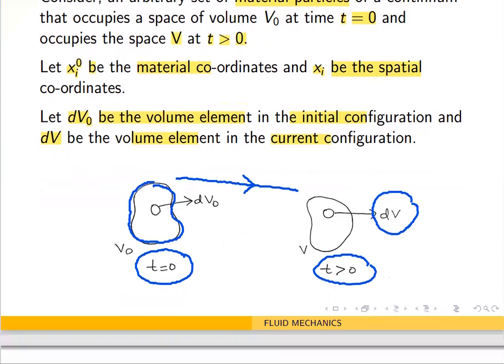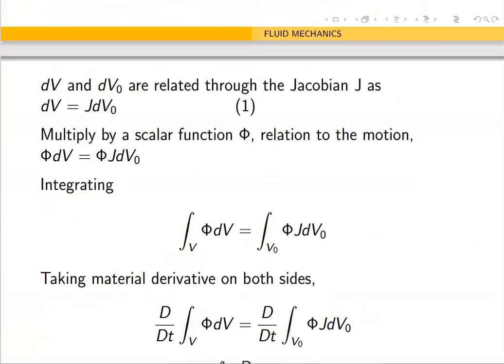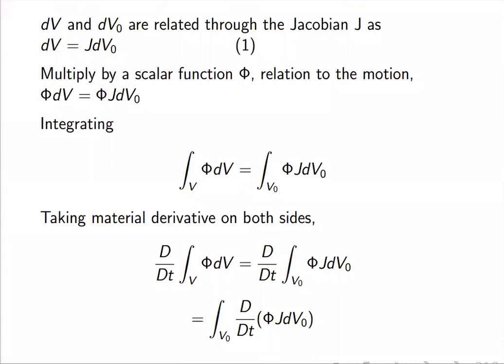Now, this dV and dV naught are related through the Jacobian. The Jacobian J: dV is equal to J into dV naught. We'll call it equation 1.